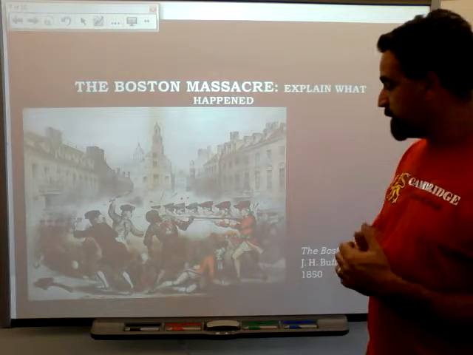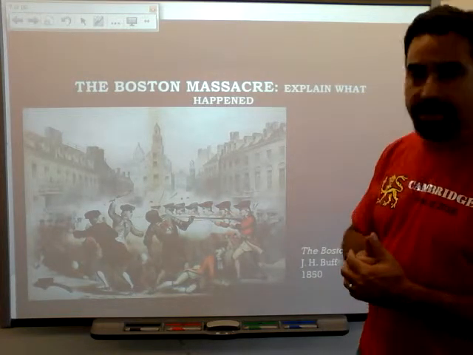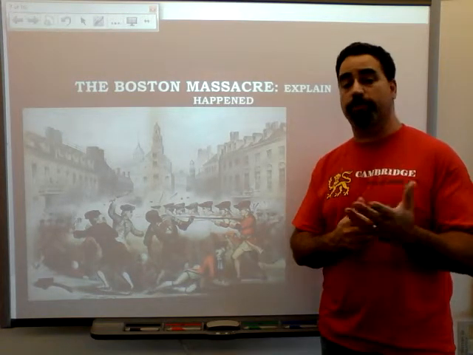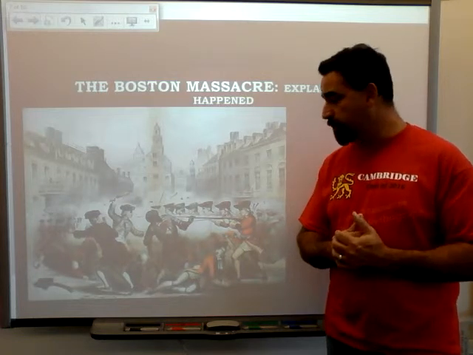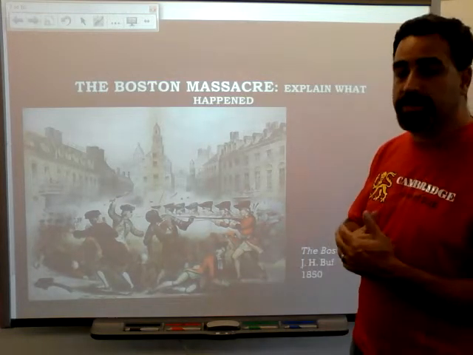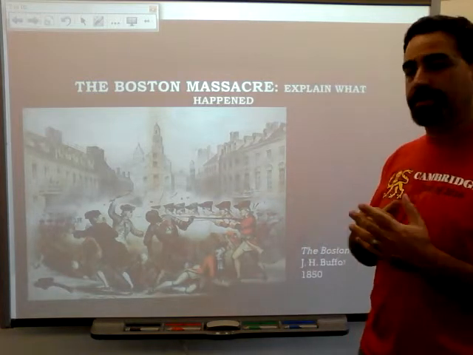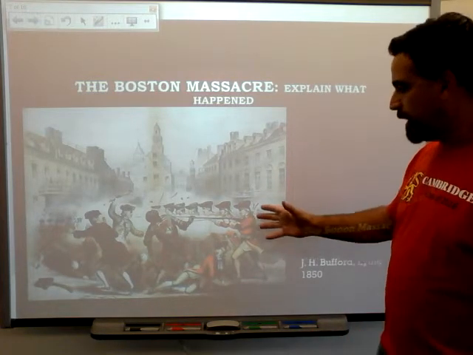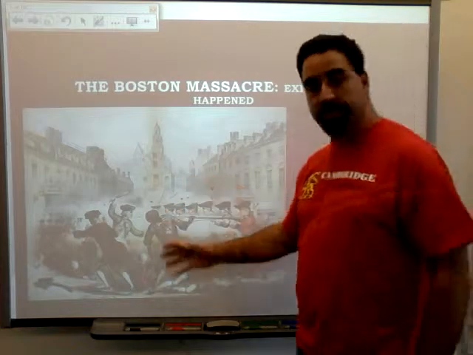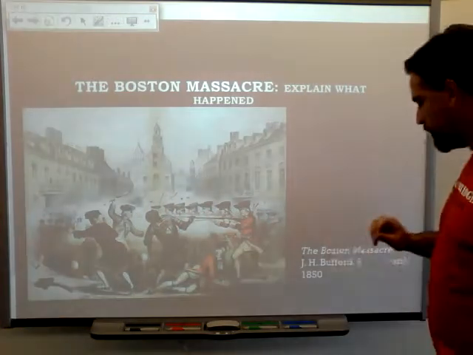7 people are killed, including one Crispus Attucks. He's considered to be the very first death of the American Revolution. Crispus Attucks was a mixed race man, half black, half Native American. And this is a very interesting depiction of this. Now take a look at this.